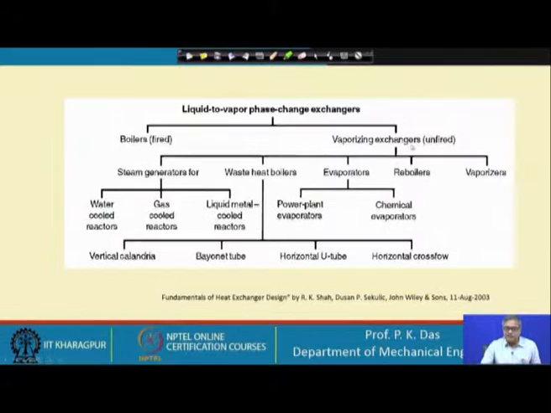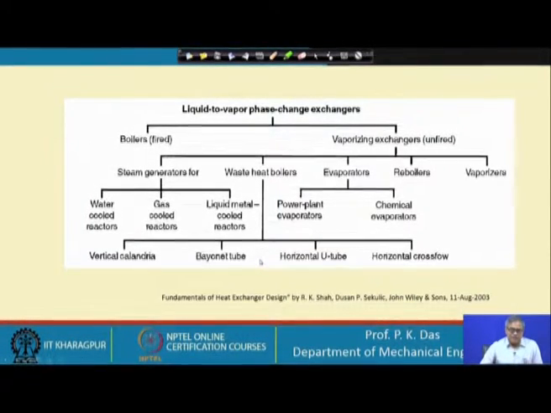Then vaporizing exchangers, unfired. So we have the steam generator; even without a fired boiler we can generate steam, particularly in a nuclear reactor. So there are water cooled nuclear reactors, gas cooled nuclear reactors, liquid metal cooled nuclear reactors. And then the waste heat boiler; from industry we get waste heat boilers. So there could be different kinds of design, some of which I will show.